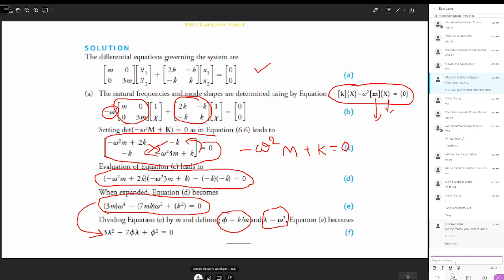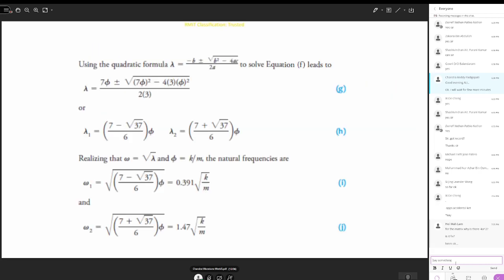Okay, so once you have the second order equation, you can apply the quadratic formula and solve this. So you will get two values for lambda, one taking the positive sign and the other with the negative sign.